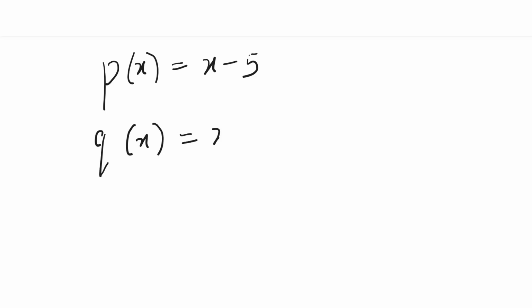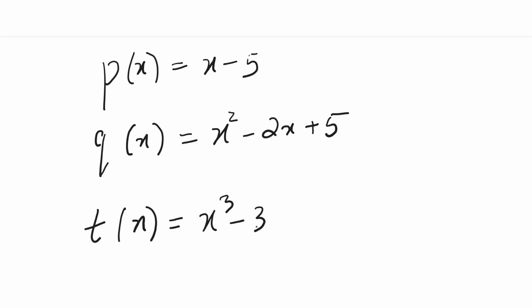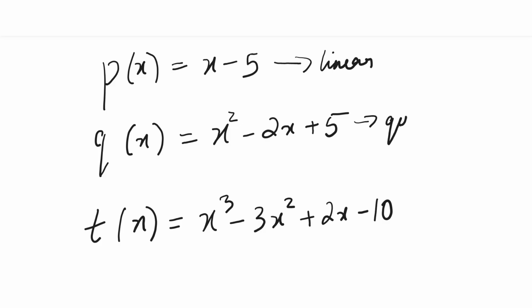Now let's take a few different examples. P of x is equal to x minus 5. I'll take q of x is equal to x square minus 2x plus 5. And maybe t of x is equal to x cube minus 3x square plus 2x minus 10. Now, there is another thing that you can say just by looking at these polynomials. As we know, this is a linear polynomial, this is a quadratic, this is a cubic, right?